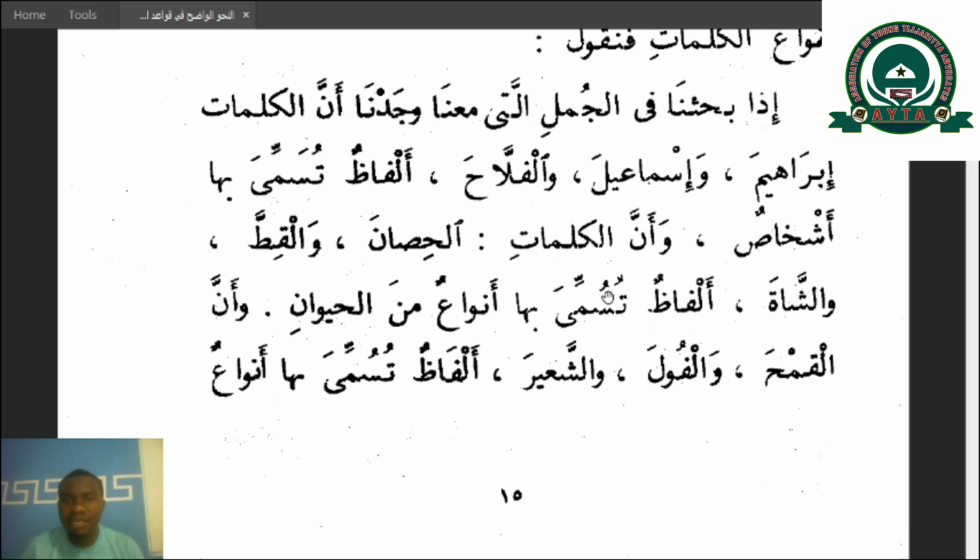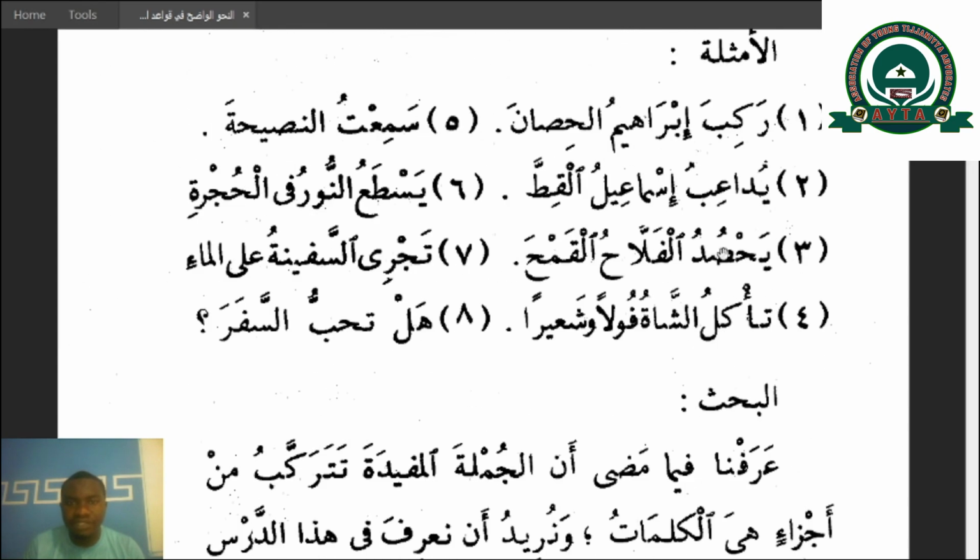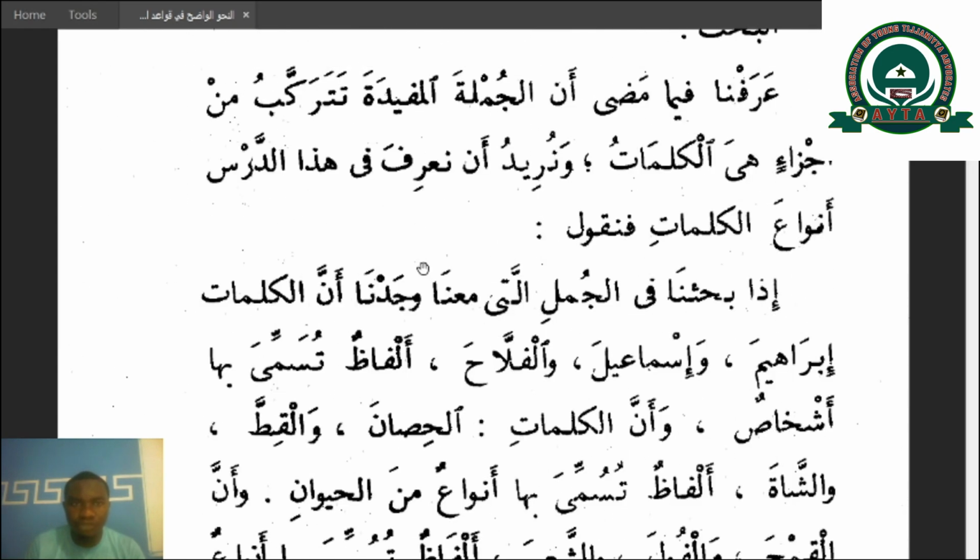Idha bahathna fil jumal. Jumal is the plural of jumla: jumlatun, and then we have jumal. Idha bahathna fil jumal allati ma'ana, if we search into the sentences that we have, bahth is to search, ma'ana, that is with us, wajadna. These sentences are just the ones we read above, the jumal we are talking about here.